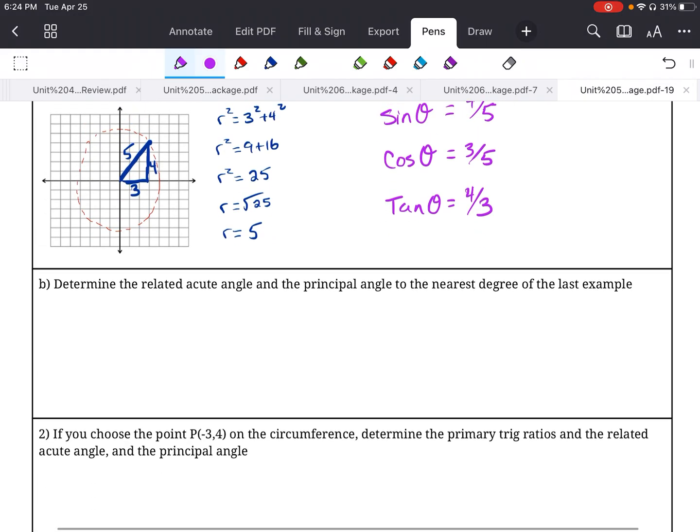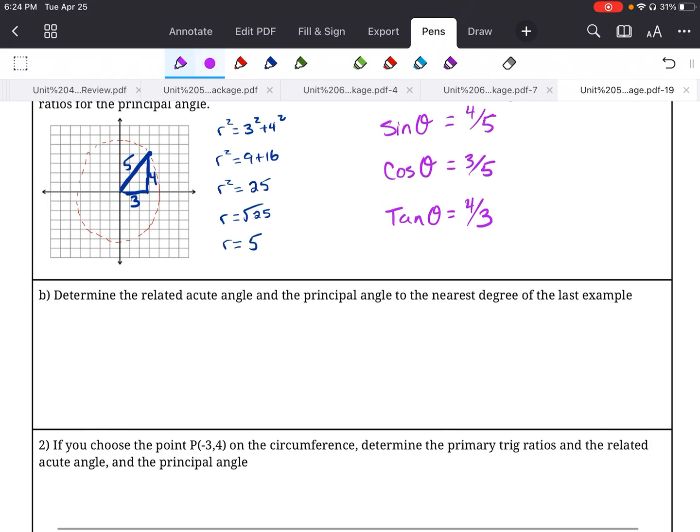Okay, determine the related acute angle and the principal angle to the nearest degree of the example above. So for this, we could choose any of our primary trig functions. We're going to choose tan equals 4 over 3. So we need the angle.